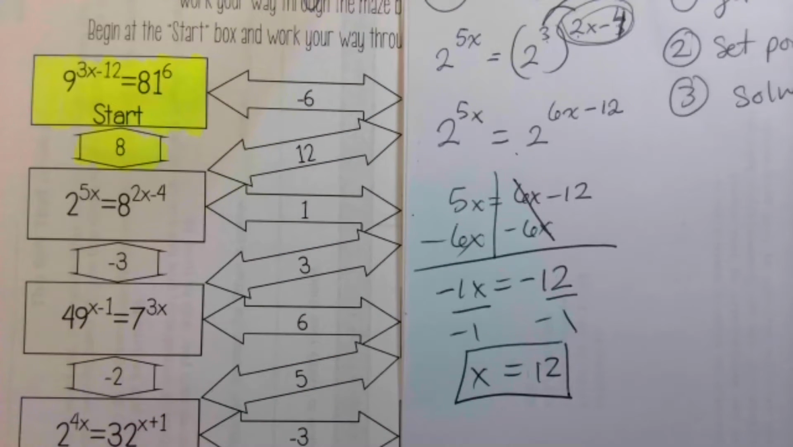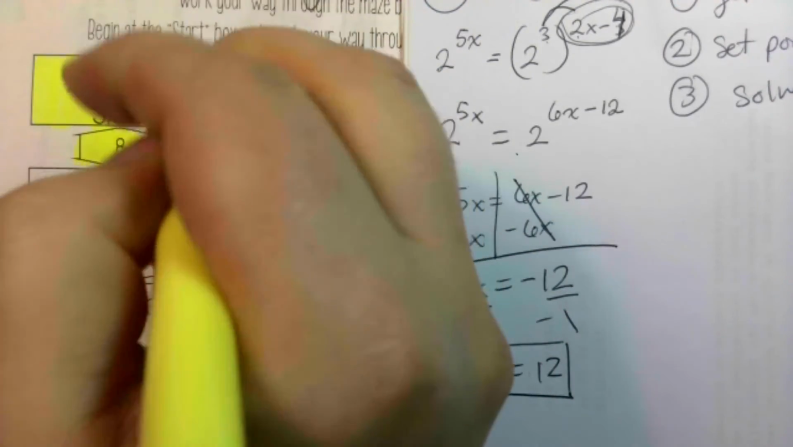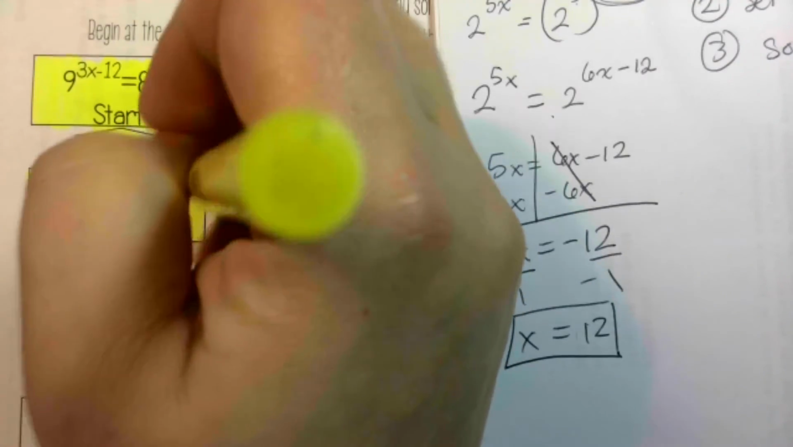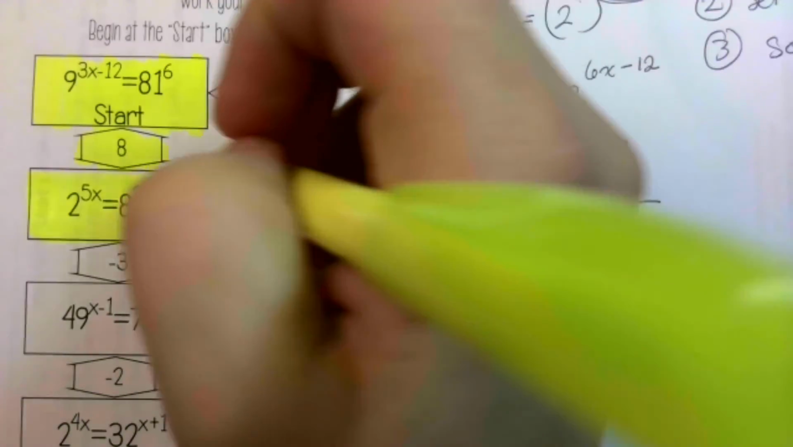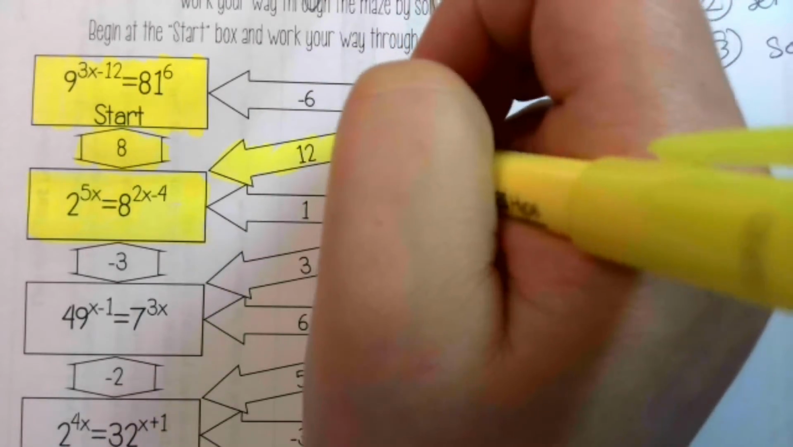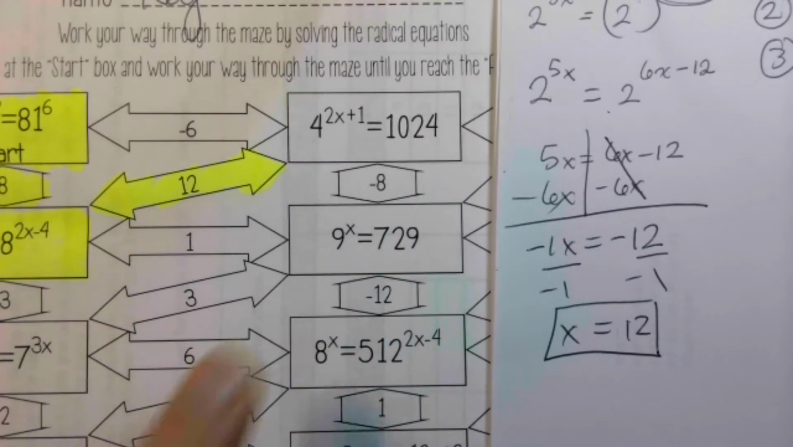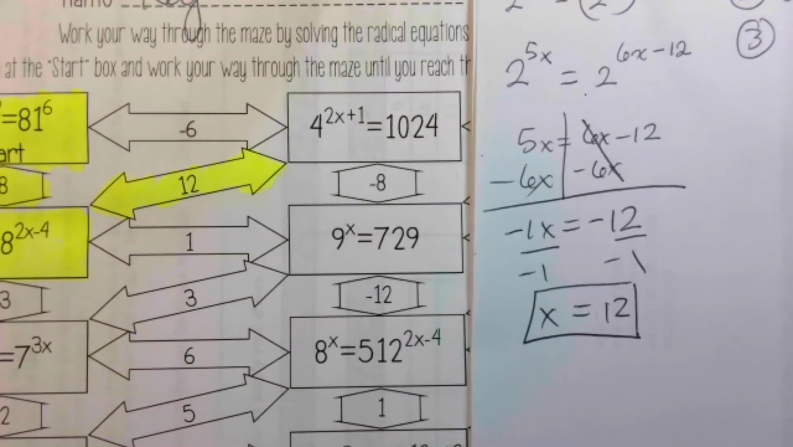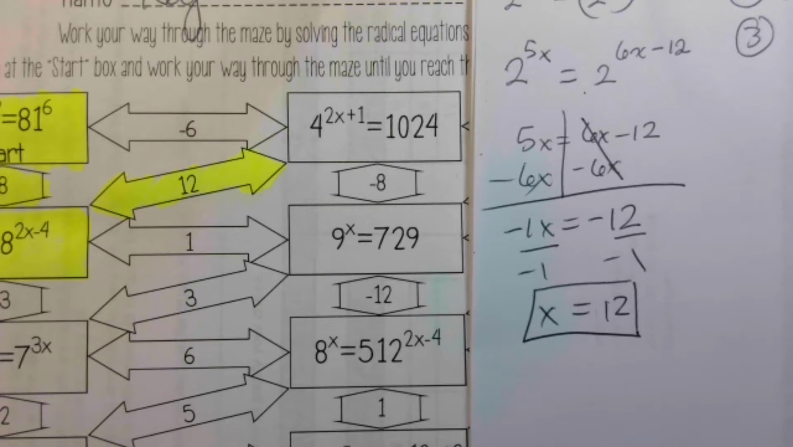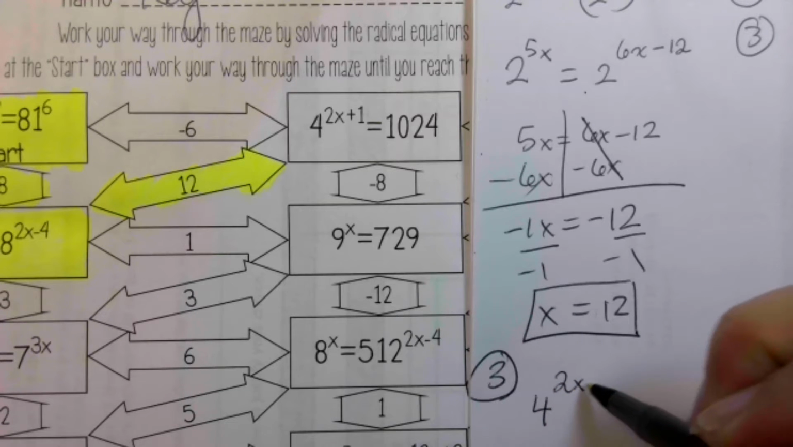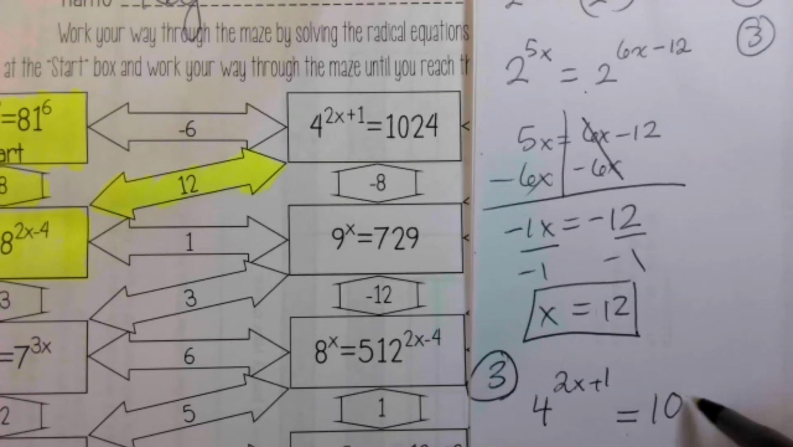Now again, I'm going to look at my maze. And it's going to be 12. And I've got this bad boy. Now this one's different because it doesn't have a power up top. So I'm going to do this one, and this is the last example I'm doing with you. 4 to the 2x plus 1 equals 1024.